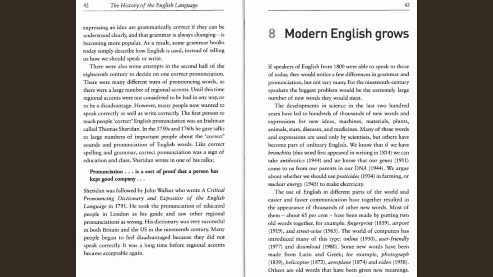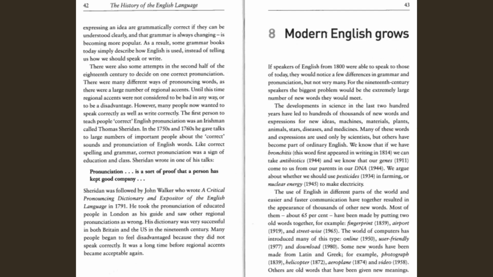The developments in science in the last 200 years have led to hundreds of thousands of new words and expressions for new ideas, machines, materials, plants, animals, stars, diseases, and medicines. Many of these words and expressions are used only by scientists, but others have become part of ordinary English.